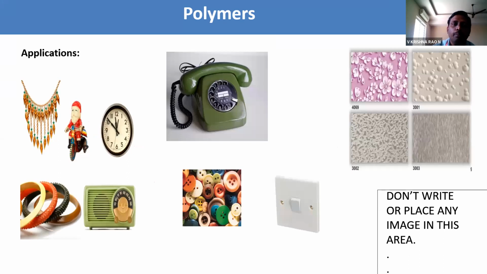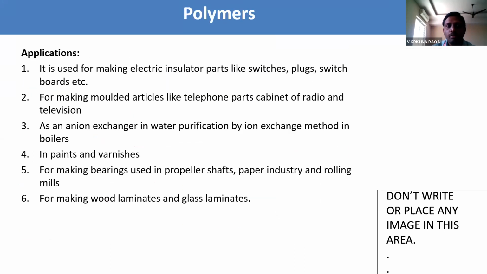Now, coming to the applications. It is used for making electrical insulator parts like switches, switchboards, plugs, etc. All these are made up of this polymer, bakelite. It is also used for making molded articles: telephone cabinets, telephone parts, cabinets of radios and televisions. Whatever plastic parts are present in the television cabinets are made up of this bakelite only.